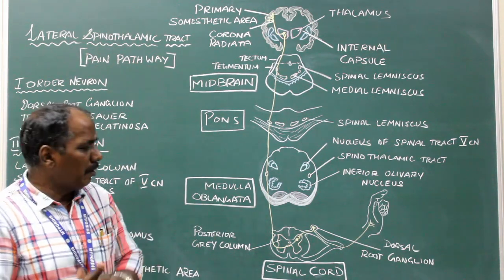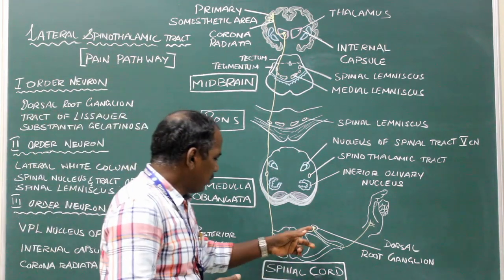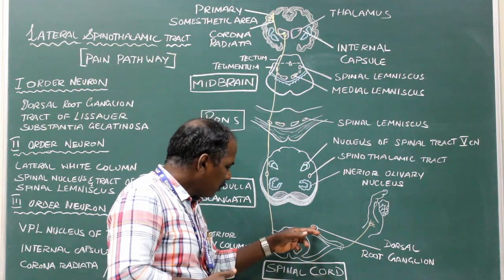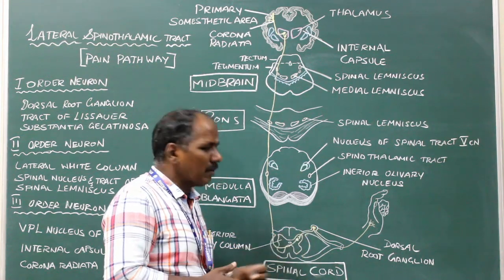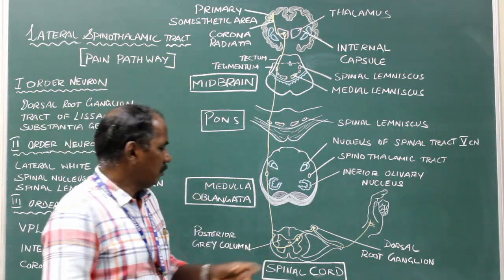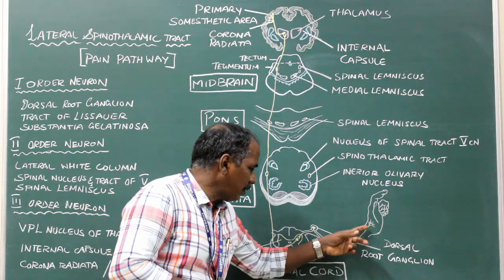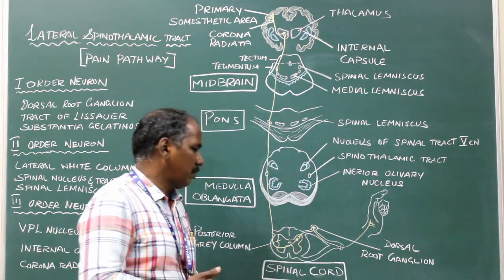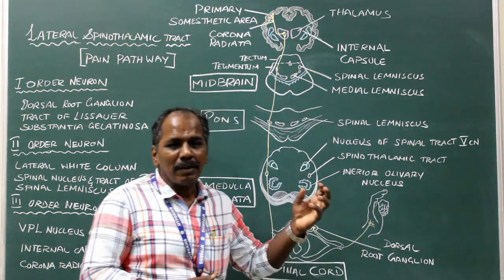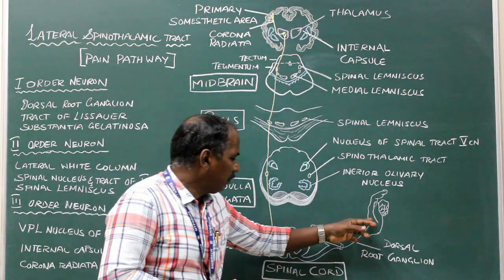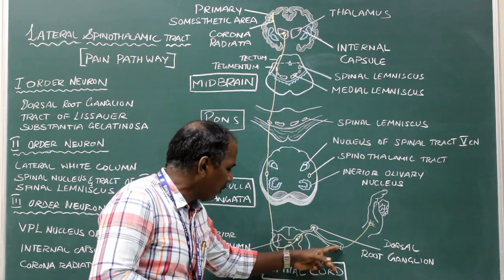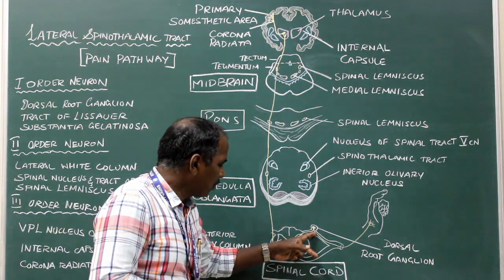I will put it in simple words. So this is the dorsal root ganglion. The neurons present in the dorsal root ganglion are known as pseudo unipolar neurons. It has a peripheral process and a central process. The peripheral process carries the pain and temperature sensations from the skin and passes through the dorsal root of the spinal nerve. This is the ventral root, this is the dorsal root.